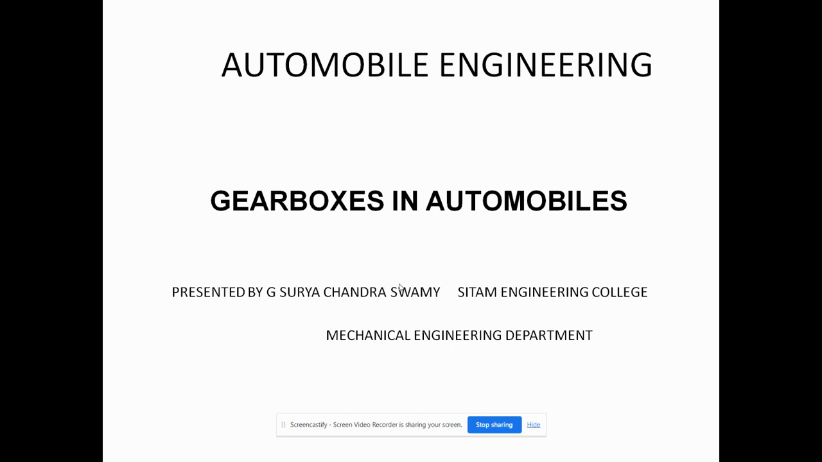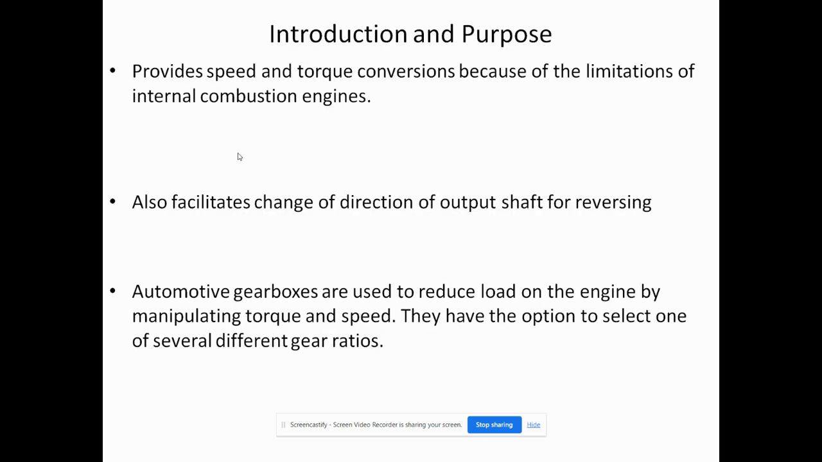Today, we are going to discuss the gearboxes in automobile engineering. Before starting with this topic, we are going to discuss the introduction and the purpose. For what purpose are we doing this? The purpose of the gearbox is to provide speed and torque conversion because of the limitations of internal combustion engines. We have so many limitations in the internal combustion engine, so for that purpose, we have to increase speed and torque. So we have introduced these gear shafts.